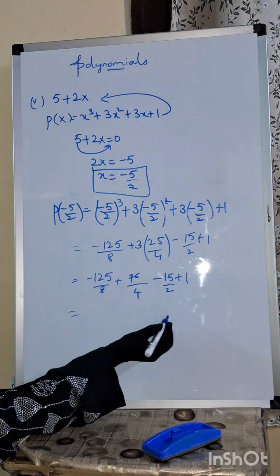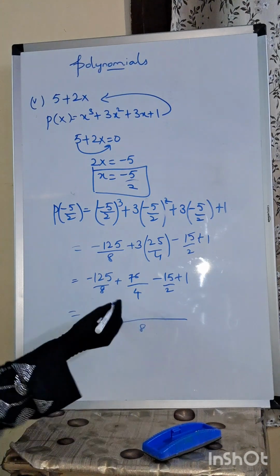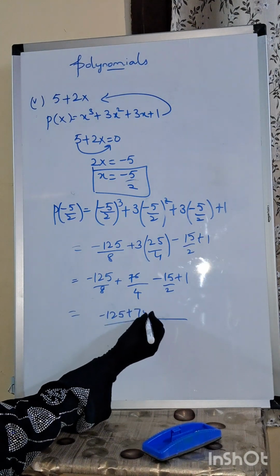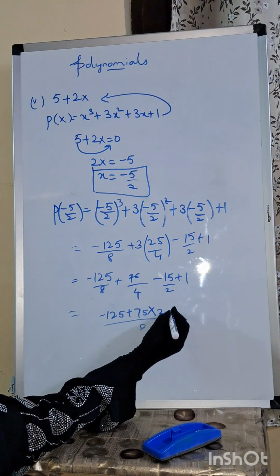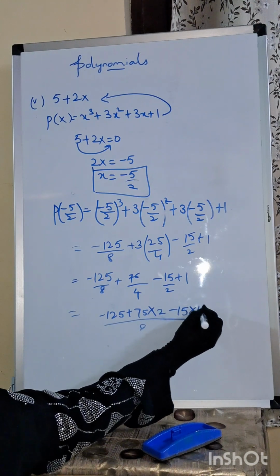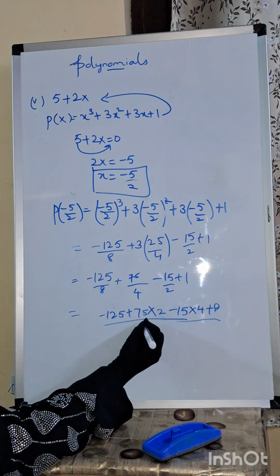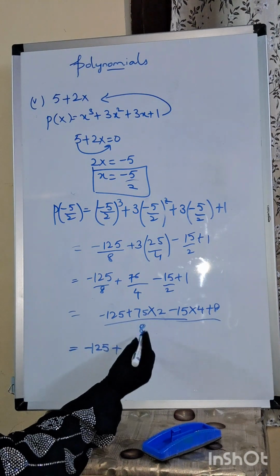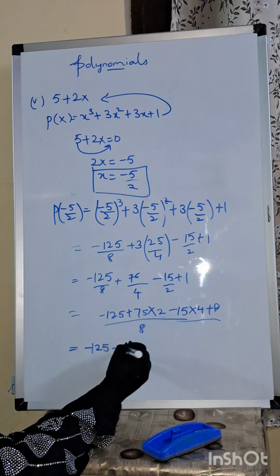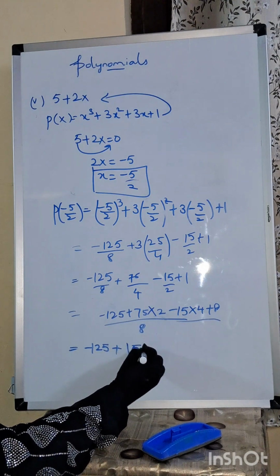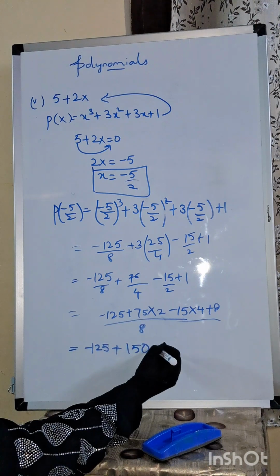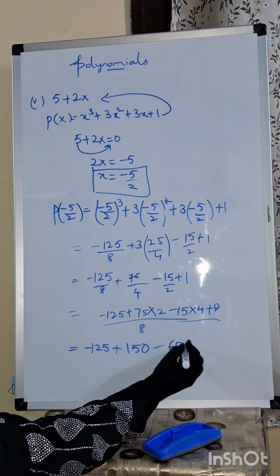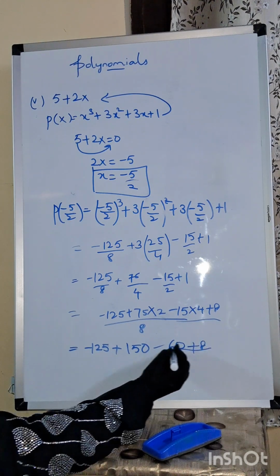What will be the LCM? LCM will be anyhow 8, right? 8 is the highest one, right? So minus 125 plus 75, 4 2s are 8, right? So 75 into 2 minus 15, 2 4s are 8 plus 8. Okay. Next, minus 125 plus 75 2s are 150, right, minus 15 4s are 60 plus 8 by 8.